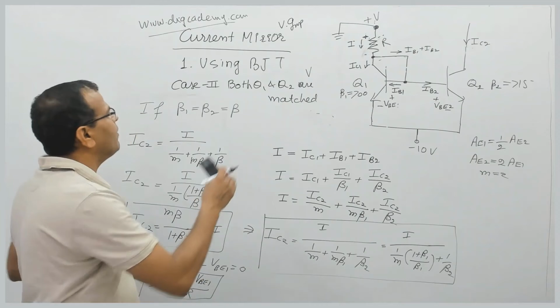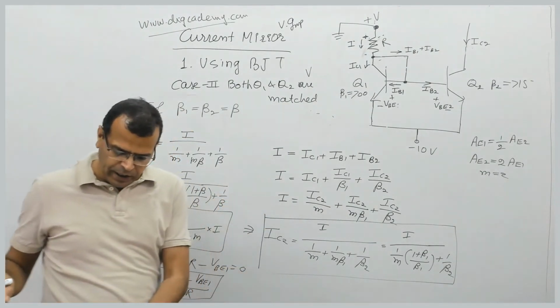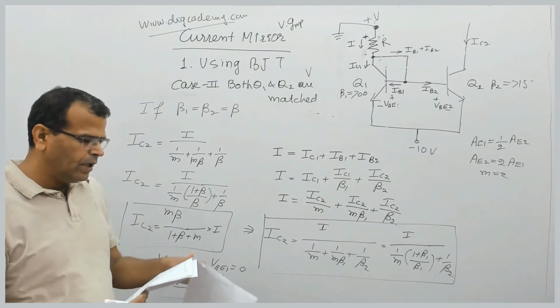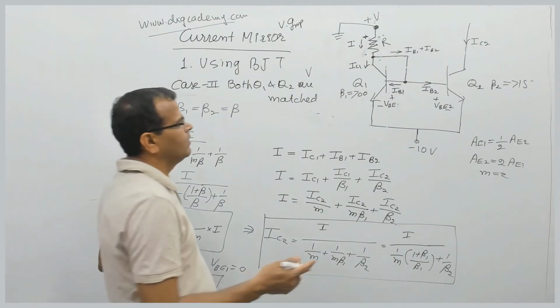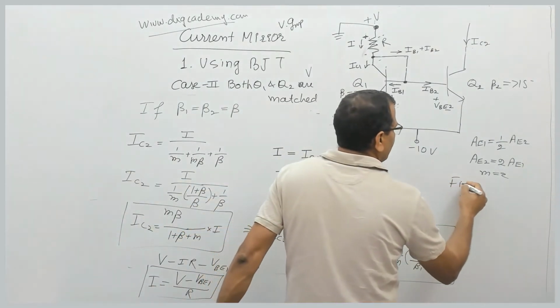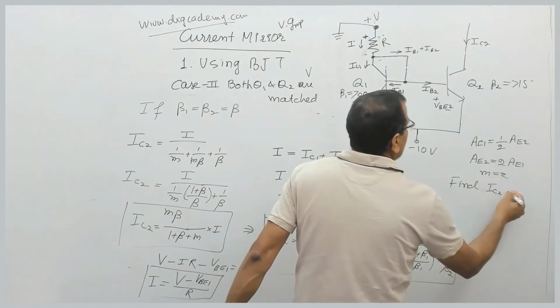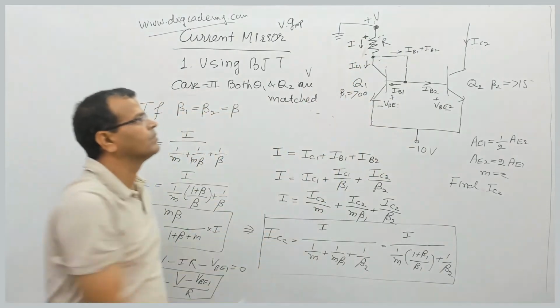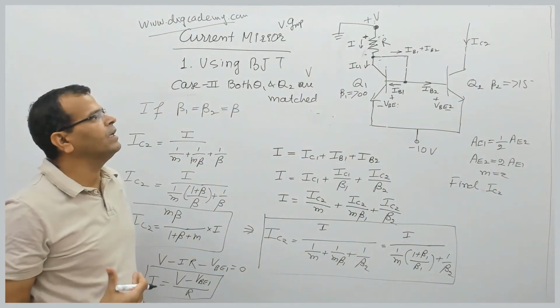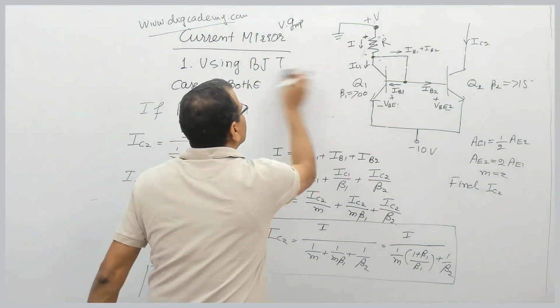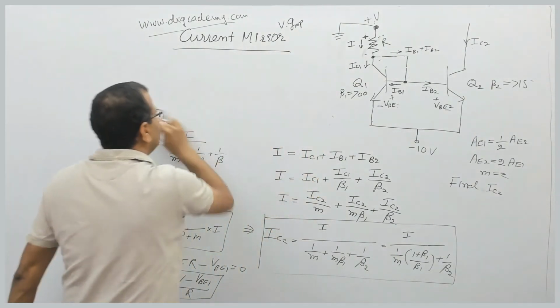Fine. So now the question here is, you have to find the collector current IC2. You are given the circuit and you have to find the collector current. Let us see how to proceed in this case.